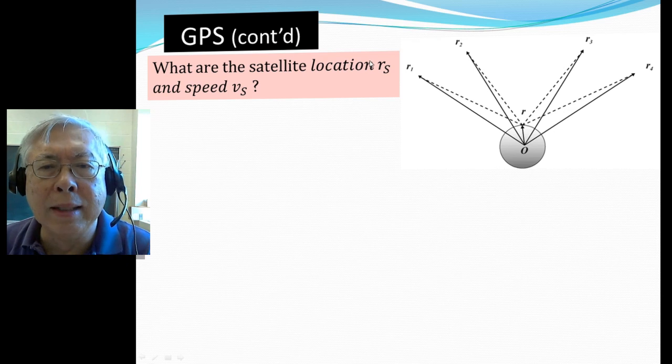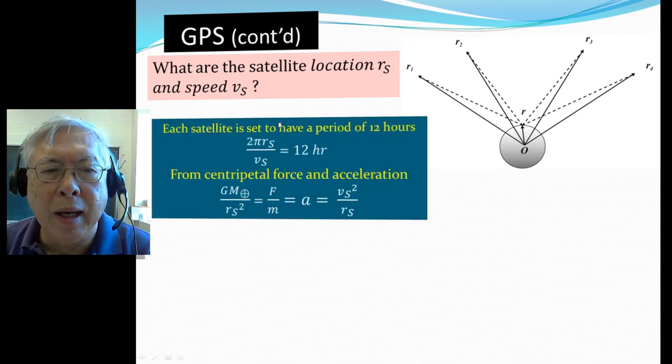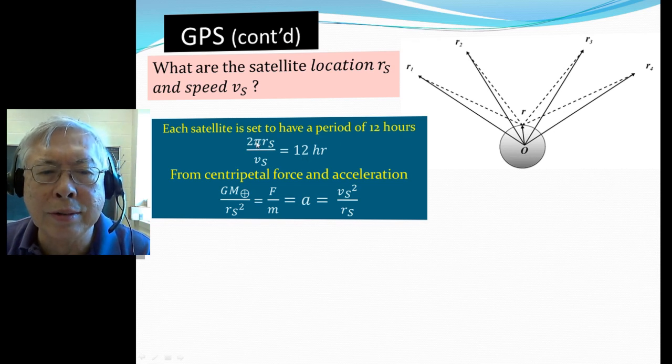So what are the satellite position and the satellite speed? Speed, of course, is tangential speed. Each satellite is set to have a period of 12 hours. So we set the satellite to go overhead twice a day, and knowing that period of 12 hours, we can relate the radial distance to the speed. So you have one relation between position and velocity.